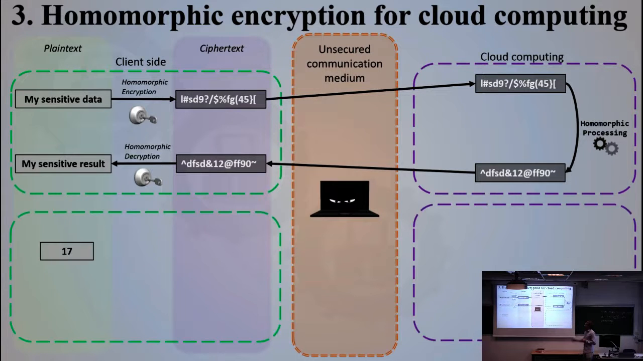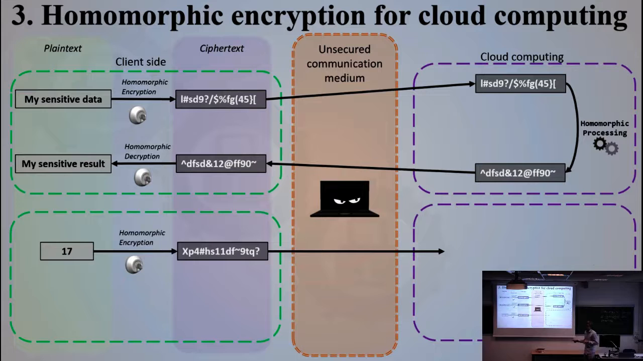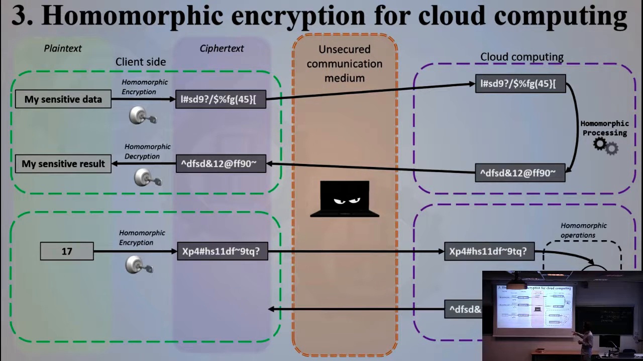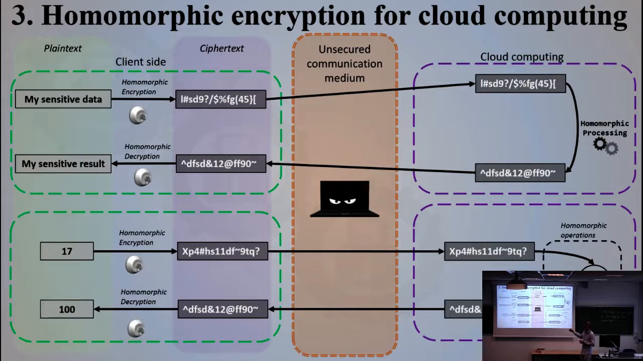Right. So this is a concrete example. Conceptual is not really what is happening, but so you have 17, you encrypt it. The cloud computer will, for example, add 3 and multiply by 5, and when you decrypt it, the result will match the operation done on the plain text.